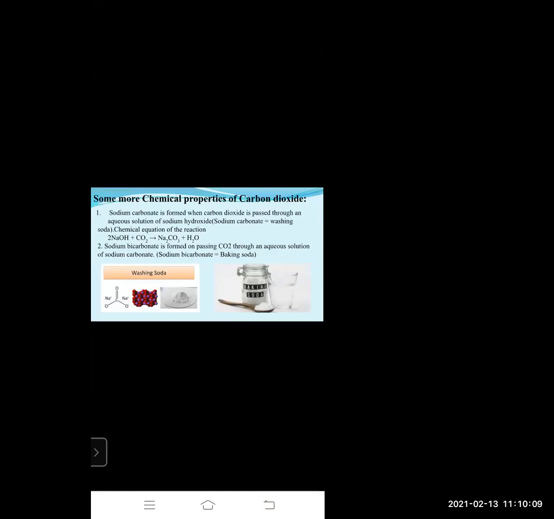Some more chemical properties of carbon dioxide. Sodium carbonate is formed when carbon dioxide is passed through an aqueous solution of sodium hydroxide. Sodium carbonate means washing soda. Can anybody tell me what is the use of this washing soda? You can unmute yourself and tell me. Washing soda, miss, is used in washing clothes. Yes, very good. It is used for washing our clothes. It is used in our daily routine by our mother or any person who washes clothes with the help of this washing soda.